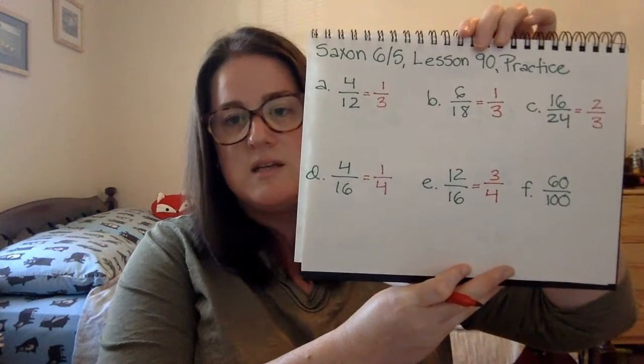E is 12/16. Okay, my greatest common factor between 12 and 16 is 4. So I'm going to use 4 to reduce. 12 divided by 4 is 3. 16 divided by 4 is 4. And my reduced equivalent fraction is 3/4.